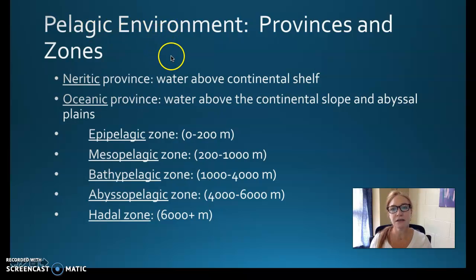The pelagic environment is separated into two provinces. The neritic province, which is the water above the continental shelf. That's it. All of the water above the continental shelf from high tide mark to shelf break, that is the neritic province. Okay? Then all of the other water from the shelf break out is the oceanic province. It's the ocean, right? And that is divided into zones by depth.